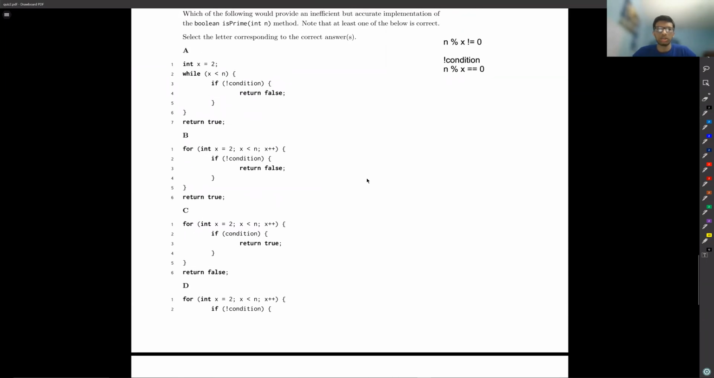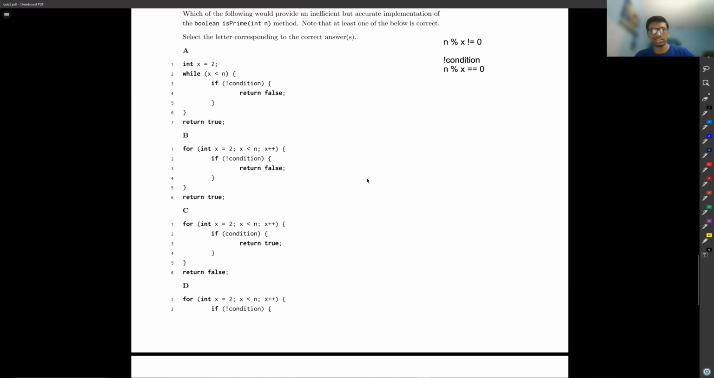Okay. Well, we started with int x is equal to 2. Then we while x is less than n. We check the condition, and if the not condition is true, so if n mod x is equal to 0, we return false, right? And this makes sense. If we have a number where, like, for example, 6 mod 2 is equal to 0, it satisfies the not condition, then we do want to return false. Otherwise, we want to return true if we go through every single loop.